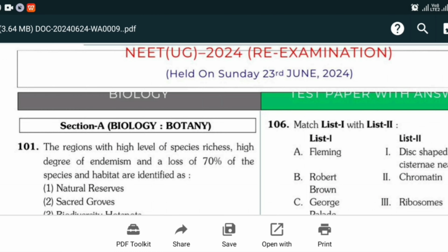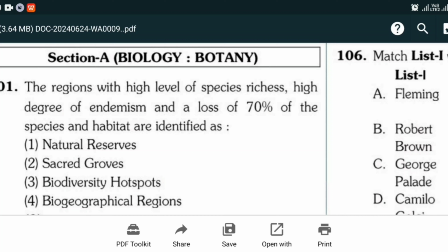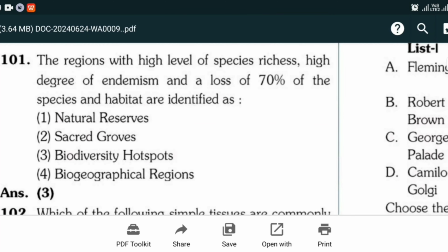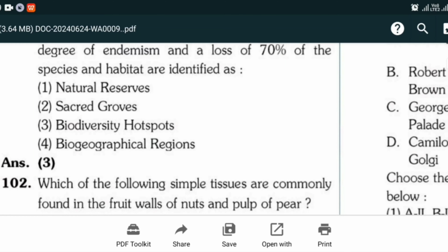So let's get started. The first question: the regions with high level of species richness. See, high level of species richness is only seen in biodiversity hotspots. That is, high degree of endemism means the organisms which are only present in that area are not seen in other areas. So this kind of character is only seen in biodiversity hotspots. So the third option is correct.